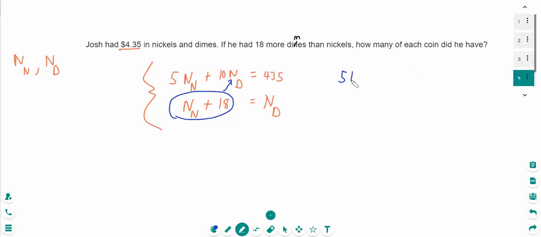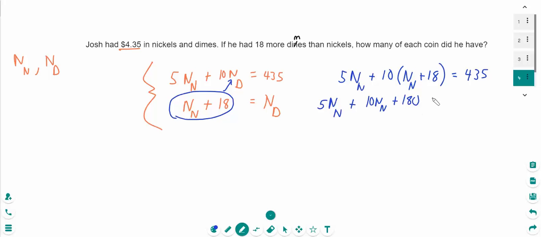So we have 5 times n sub n plus 10 times n sub d, which we know is n sub n plus 18, is equal to 435. All right, let's work this out. We have 5 n sub n. Distribute the 10 through, and we have 10 n sub n plus 180 equals 435. Now we can combine like terms, and we have 15 n sub n plus 180 equals 435. And then we can subtract the 180 from both sides.